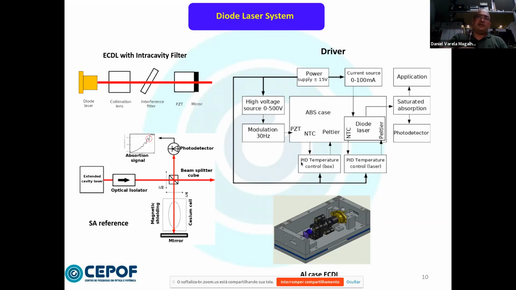We can use commercial systems. We have commercial systems in the lab, also to use as a comparison. And we also develop all the boards for the drivers, considering temperature of the diode laser, current with low noise source, and temperature of the case, because you have to control the length of the cavity in a good sense. And we use a saturated absorption system as a reference to lock the current and the cavity length to a transition of the atoms, an optical transition.